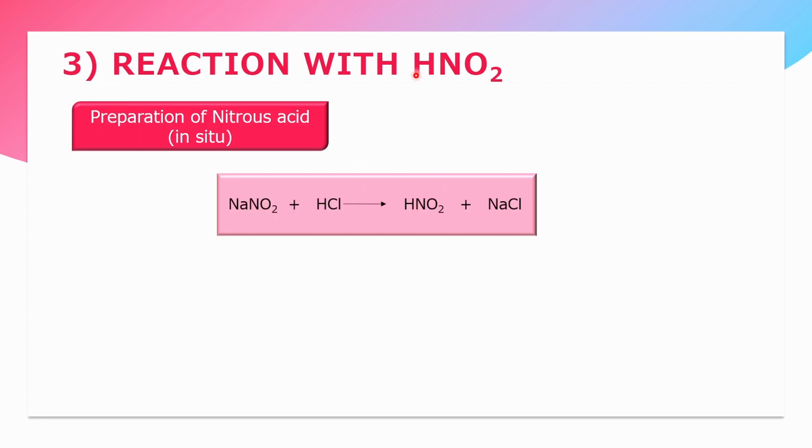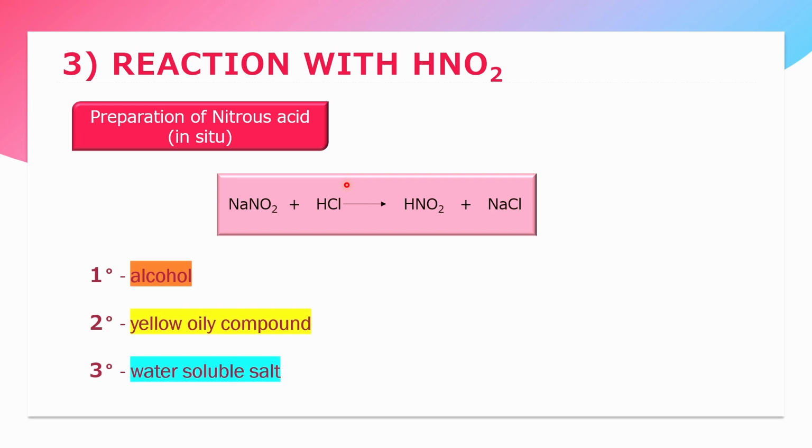Next is the reaction with HNO2, which is nitrous acid. So this nitrous acid is prepared in situ, meaning it is prepared in the reaction vessel itself, because it's so unstable that we cannot prepare it outside and then use it in our reaction. So we make it in our reaction itself. So how does this nitrous acid help us in distinguishing 1 degree, 2 degree, and 3 degree amine? So here I have a brief.